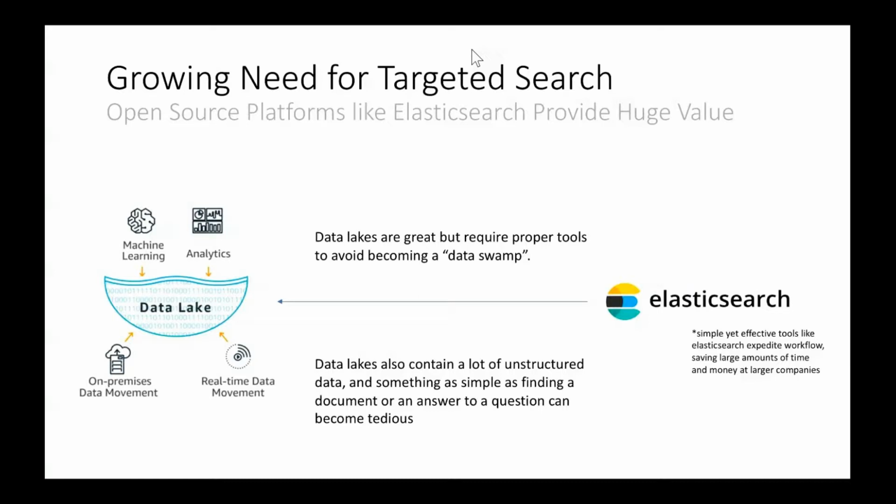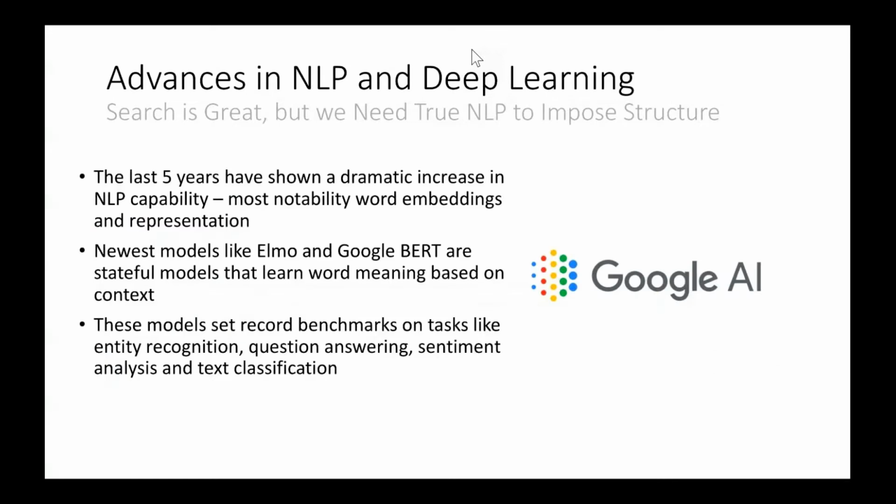In addition, advances in NLP and deep learning are about to provide huge value. This is primarily where I've been working recently. The last 5 years have showed a huge increase in NLP capability, most notably word embeddings, and the newest versions of this, like ELMo and BERT, are stateful models, which means they learn word representation based on context. So words that appear in a different context, in a different sentence, will have a different vectorized representation. These models are quite large, but they set record benchmarks on a lot of the classic NLP tasks, like entity recognition, question answering, sentiment analysis, and text classification.